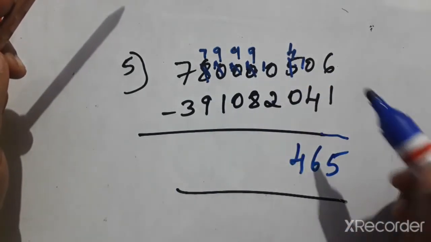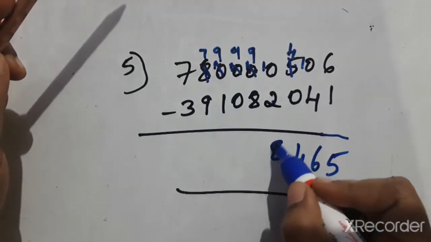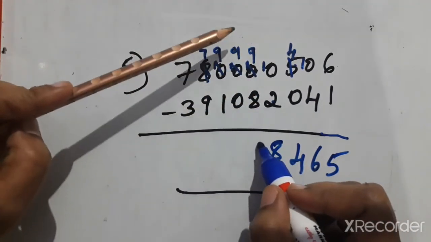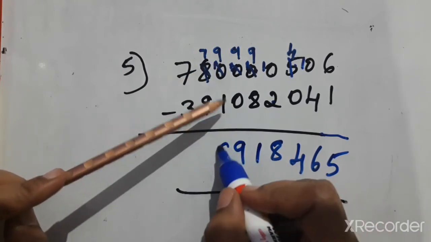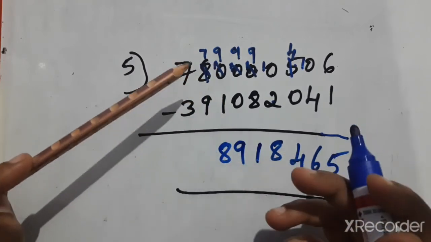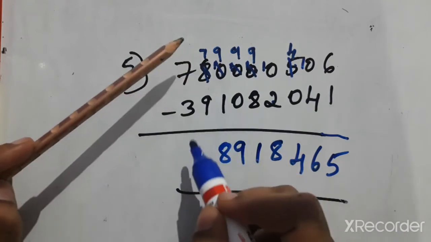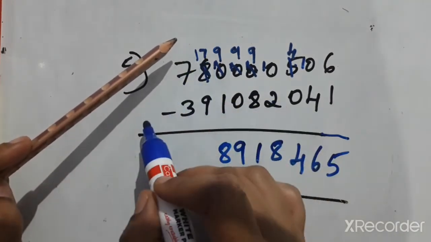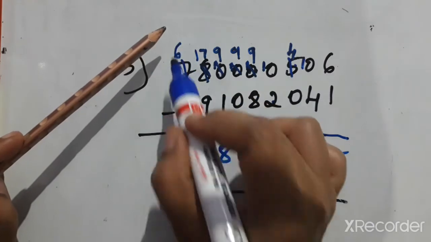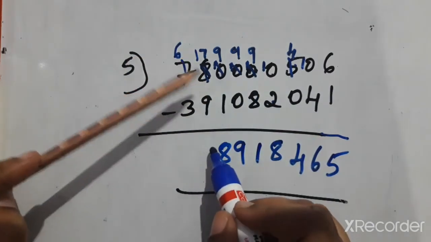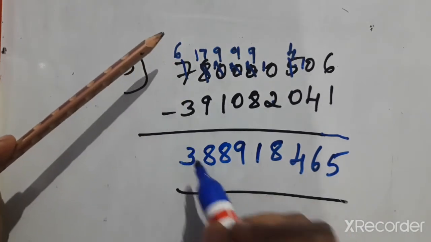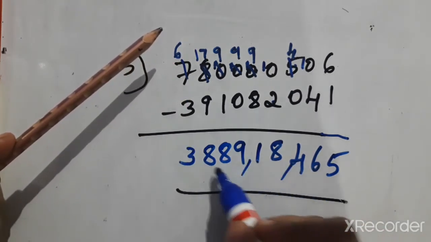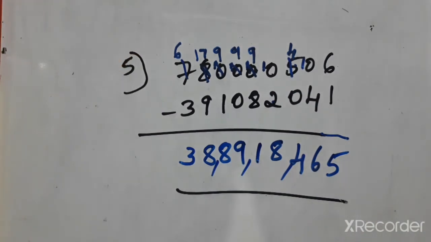Now here 10. 10 minus 2 is 8. 9 minus 8 is 1. 9 minus 0 is 9. 9 minus 1 is 8. 7 minus 9, we can't subtract because 7 is less than 9. So borrow 1 from here. So this is 17 and here this will become 6. 17 minus 9 means 8. Okay. Now 6. 6 minus 3 is 3. So the answer is 38 crore 89 lakh 18,465.